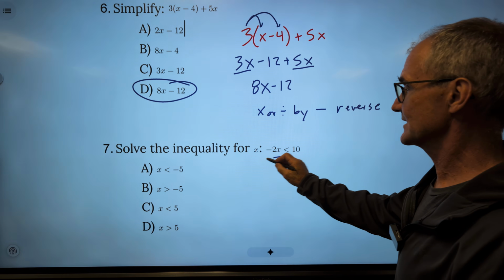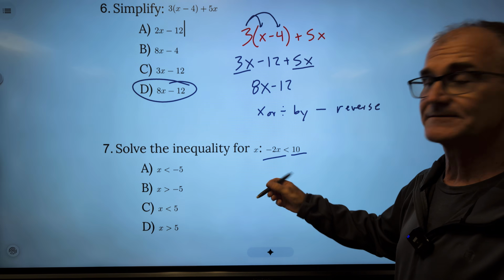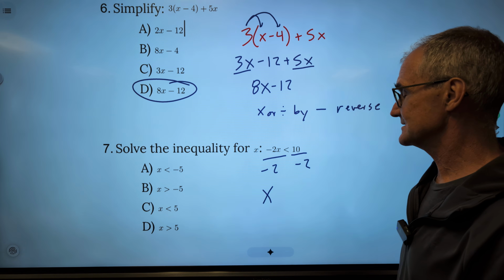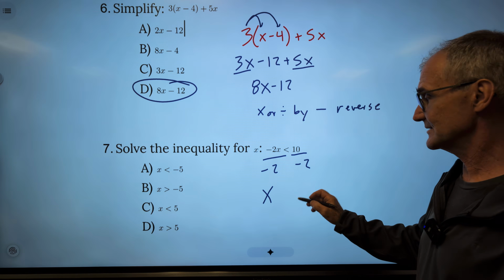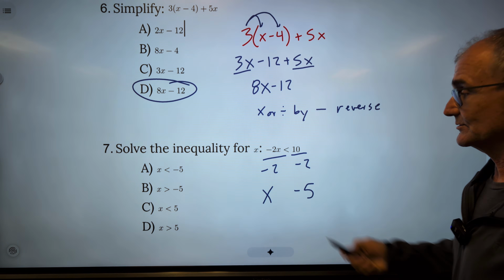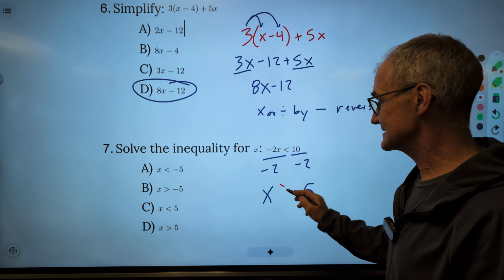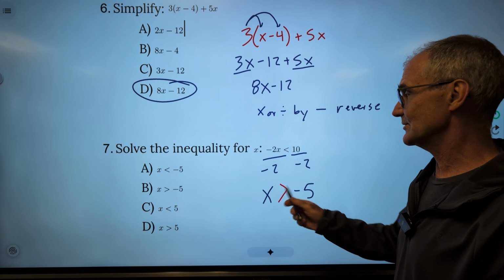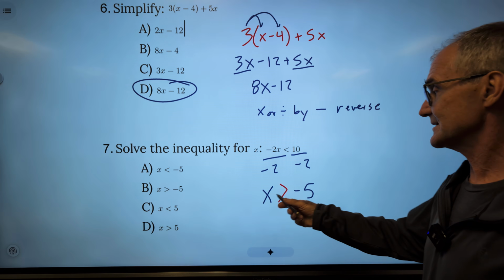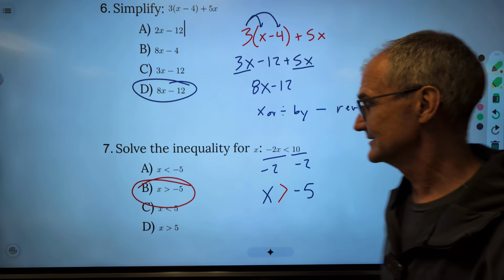So right here I have negative 2x is less than 10. It is multiplication. I'm going to divide by negative 2. That gives me x by itself. 10 divided by negative 2 is negative 5. However, it's a really important trick. I am dividing by a negative 2. This is less than. It is now greater than. When you multiply or divide by a negative, you reverse that sign. So x is greater than negative 5. Correct answer, answer B right there.